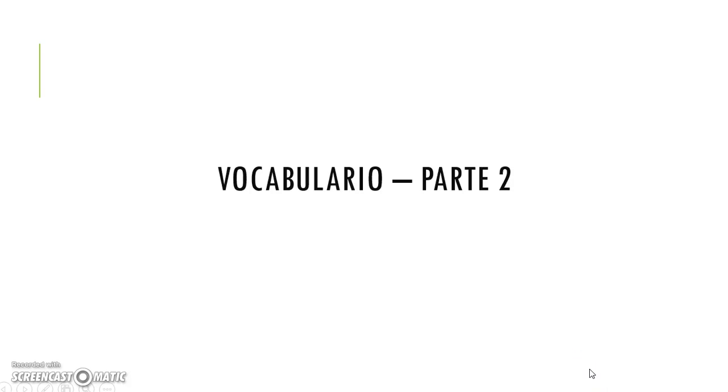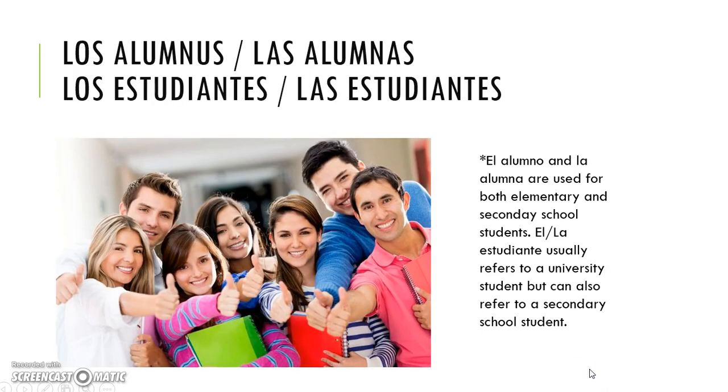Okay, here's el vocabulario, parte 2. Okay, the first vocabulary words that we have are los alumnos, and excuse me for those watching the video right here where it says, where it has a U, this is supposed to be an O. I just noticed that I made a typo. So this is supposed to be los alumnos with an O, or las alumnas, and this means students. Okay? Or you could say los estudiantes or las estudiantes.